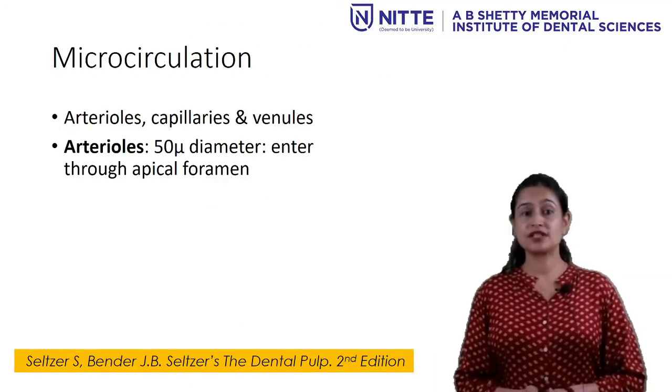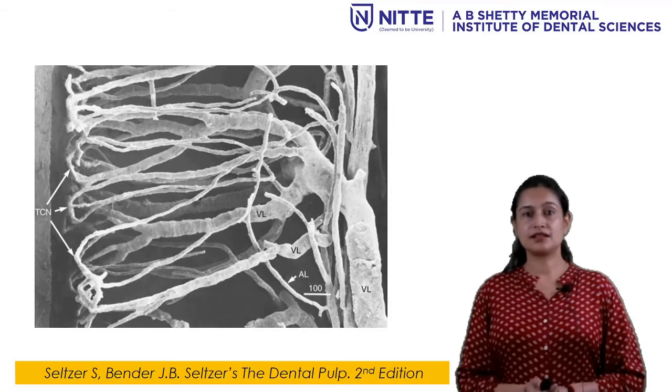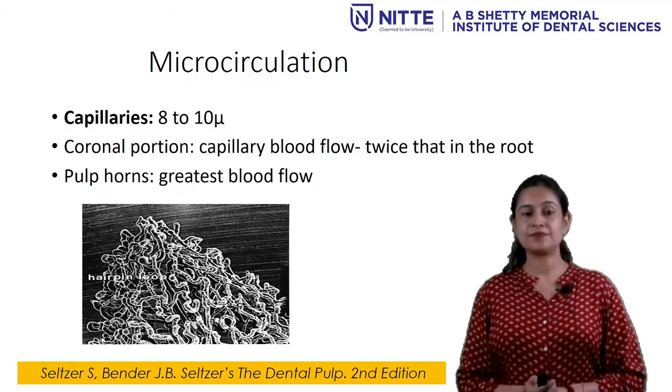There are even microcirculations like the arterioles, the capillaries and venules. The arterioles are 50 micrometer in diameter. They enter the teeth through the apical foramen of each tooth. You can see the arterioles here in between the dentin. In these pictures, you can identify them.